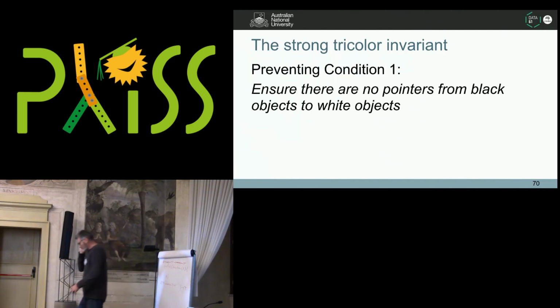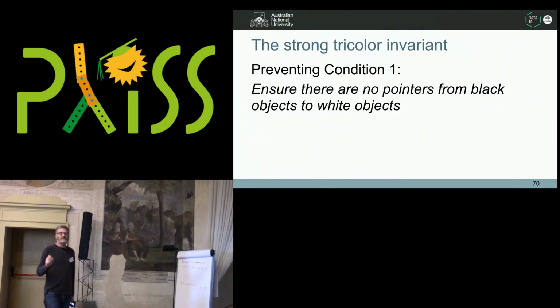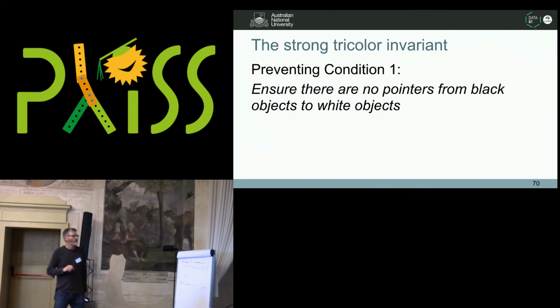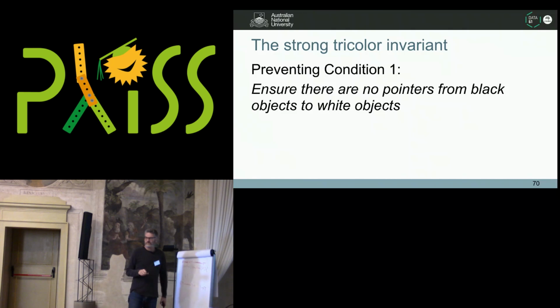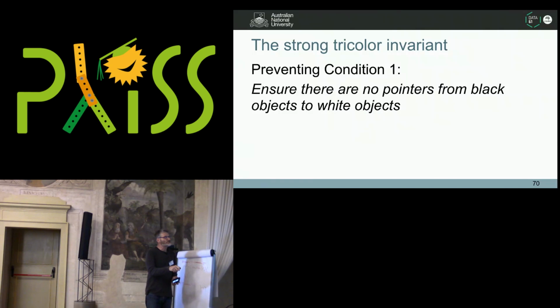Okay. So there are a couple of things that we can do to ensure that these situations never occur. One option is to preserve what's called the strong tricolor invariant. And this prevents condition 1. Condition 1, remember, says that we don't want to get into a situation where we store a white reference, a pointer to a white object, into a black object. And by preventing condition 1, we're going to ensure that there are never pointers from black objects to white objects.